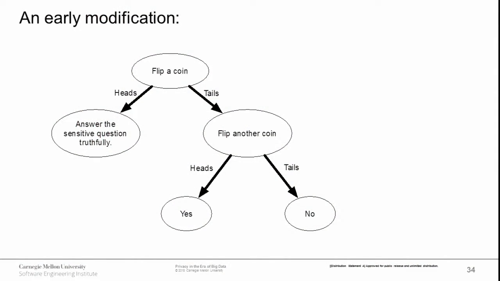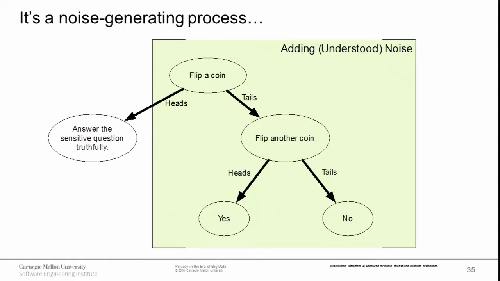And so you can make this a little more complicated. You can say, we're going to flip a coin, and if it's heads, answer truthfully. If it's tails, flip another coin, and you can say yes or no. So what this is, it's a noise generating process. We're adding understood noise that we can do the math on and calculate our standard errors and still get an estimate of the thing we actually want.